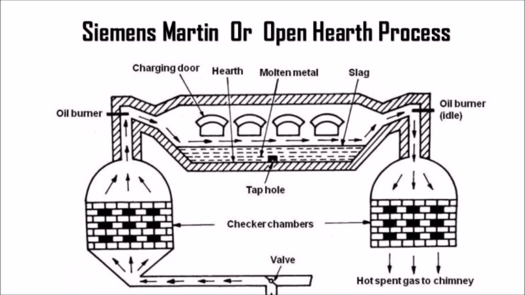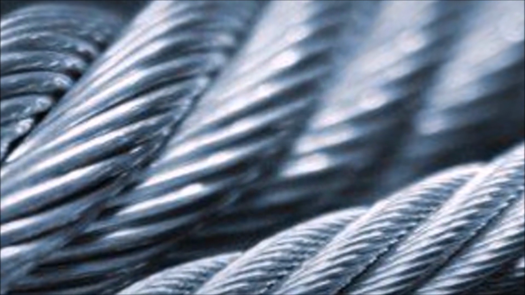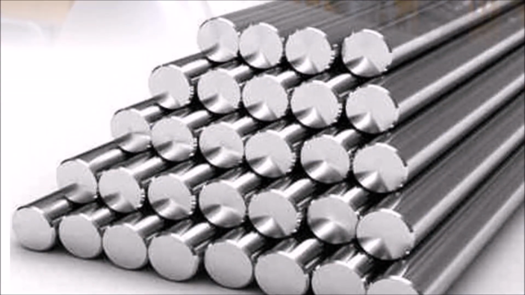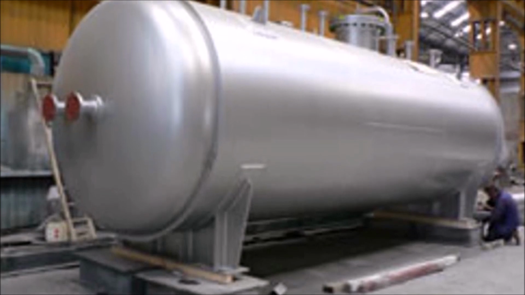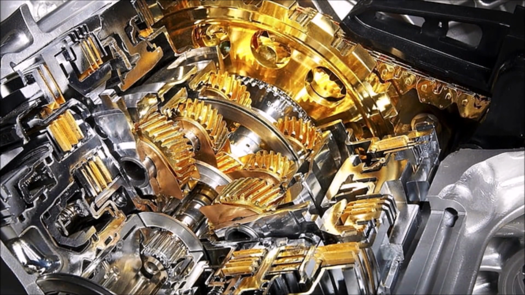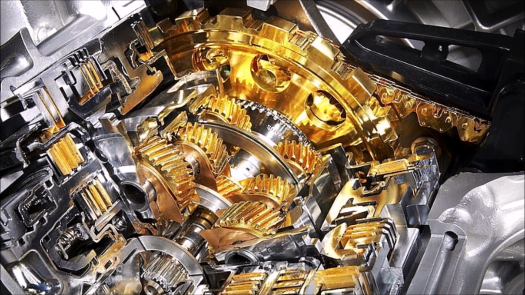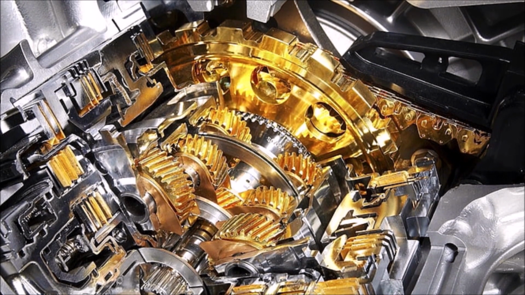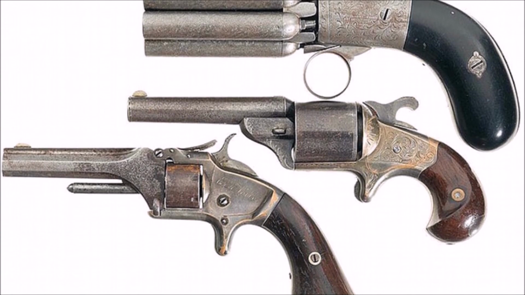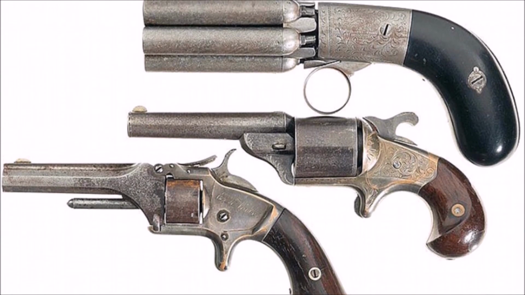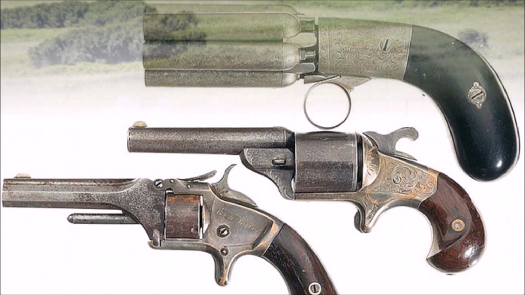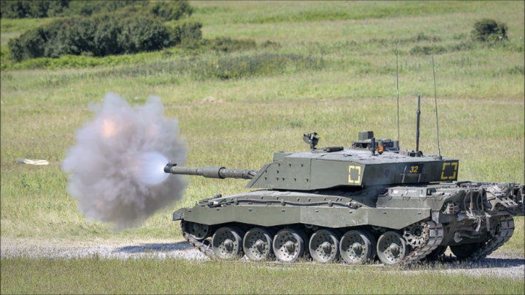Some of its applications were steel cable, steel rods, high pressure boilers and high tensile strength steel for machinery of powerful engines, gears and axles. With high quality of steel, it became possible to build more powerful guns and carriages, tanks, armored fighting vehicles and naval ships.